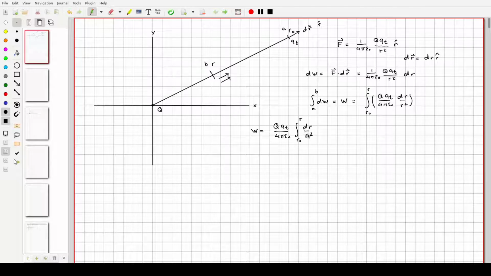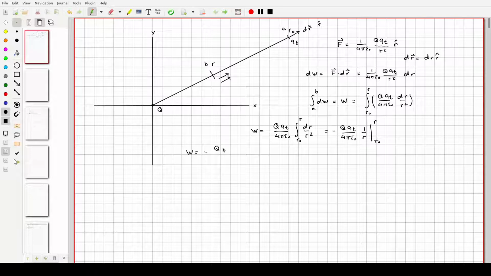Now when I integrate this, I get minus 1 over r. So, minus sign out in front, q test over 4 pi epsilon naught, 1 over r, evaluated from r naught to r. So let's go ahead and plug those in.